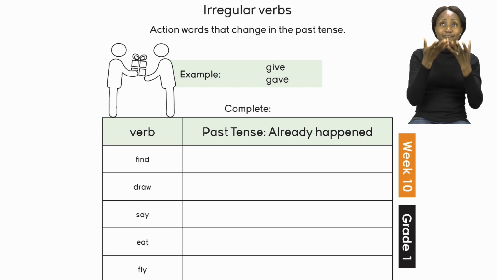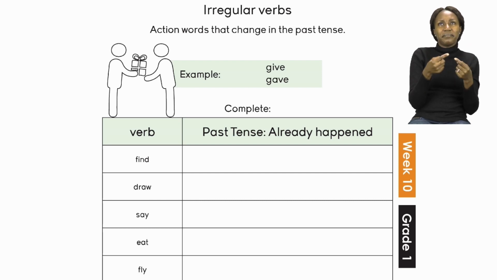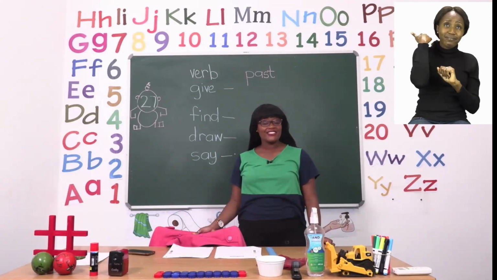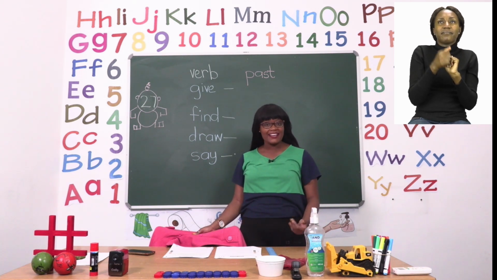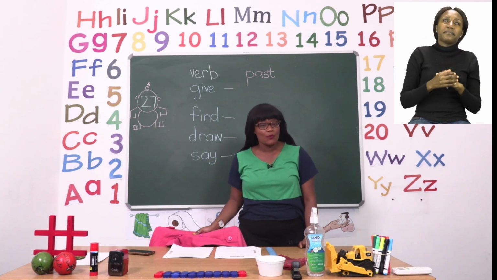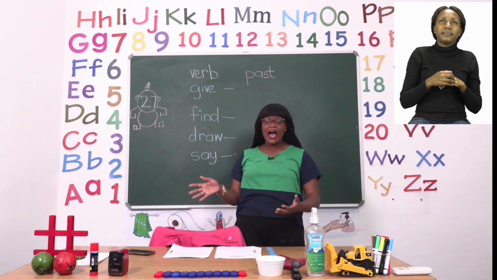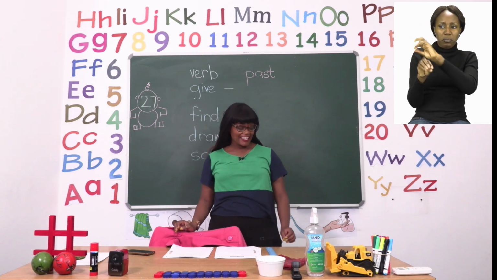Now, when you give something, the past tense of that action is gave. Remember, a verb is a doing word. So, if we are going to change these words to past actions, that means we are going to change the word completely. This is what makes them irregular verbs, because not all of the words are going to change the same way. Some are letters, others are completely the whole word. So, let us take a look.